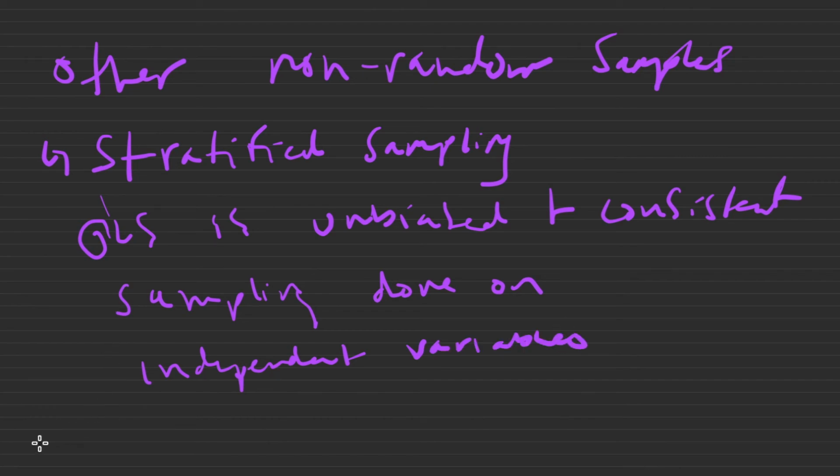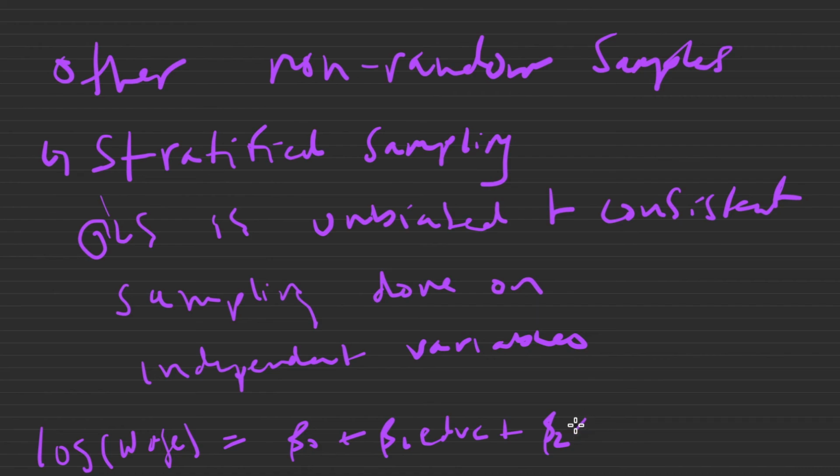If, for example, you're looking at a relationship between log of wage and education, experience, and then female, and you wanted to overrepresent the number of females in your sample, you would still have unbiased and consistent estimators because you would be sampling on the independent variables.